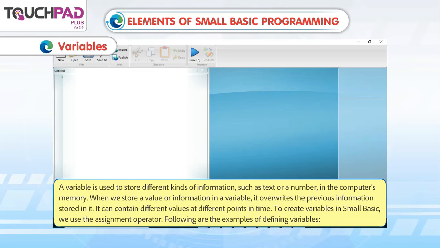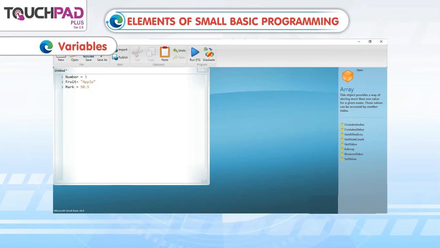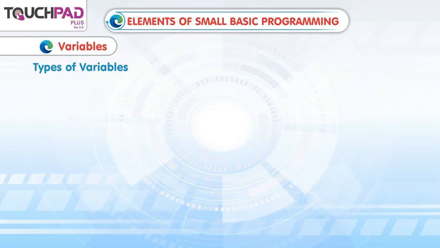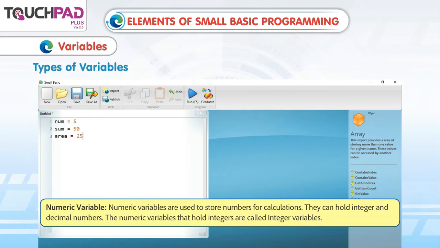To create variables in Small Basic, we use the assignment operator. Following are the examples of defining variables. Number = 5, fruit = "apple", marks = 50.5. Types of variables. Numeric variable. Numeric variables are used to store numbers for calculations.